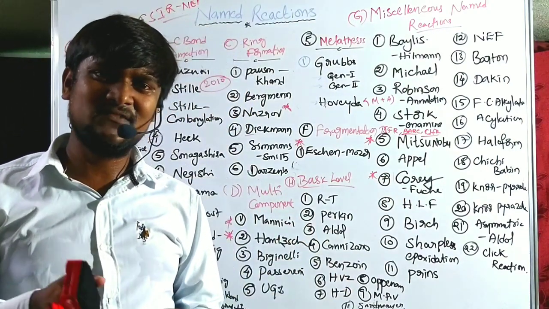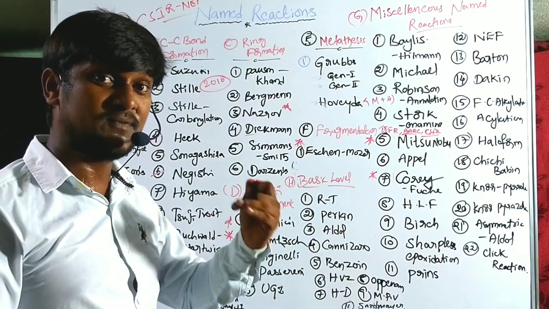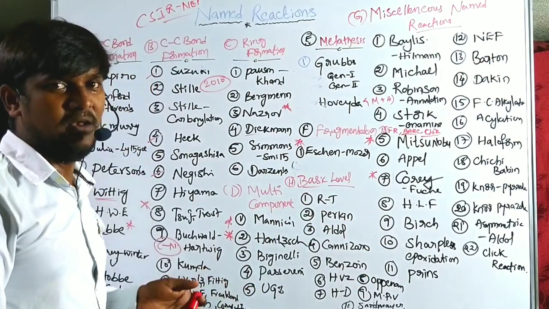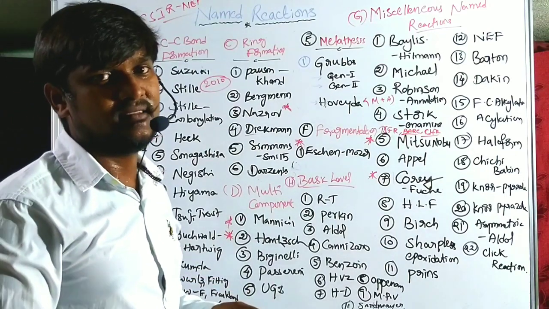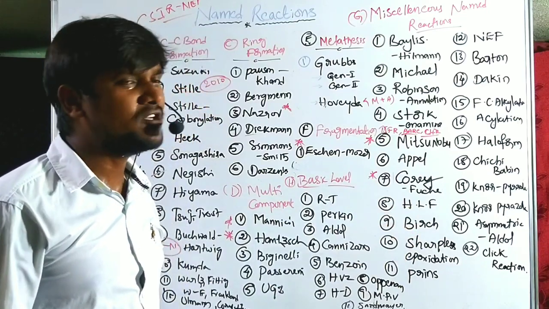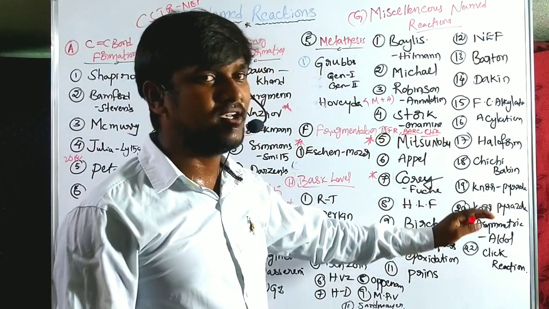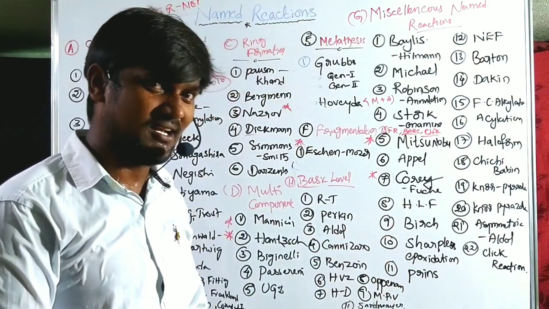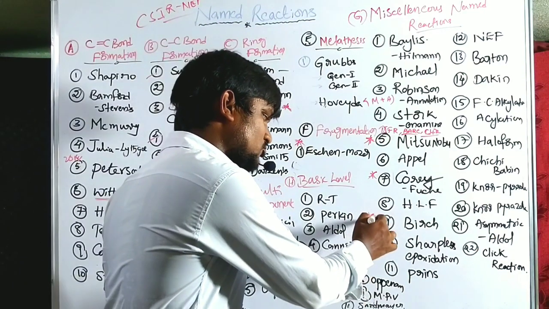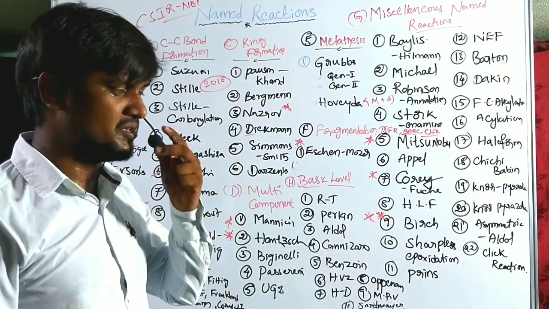The Corey-Fuchs reaction forms triple bonds from aldehyde with the help of butyl lithium as well as CBr4, like carbon tetrahalides. Okay, now the eighth one is HLF reaction, the Hofmann-Loeffler-Freytag reaction. Now the ninth one is Birch reaction. They are given in 2-mark questions, and a common question is Birch reduction.